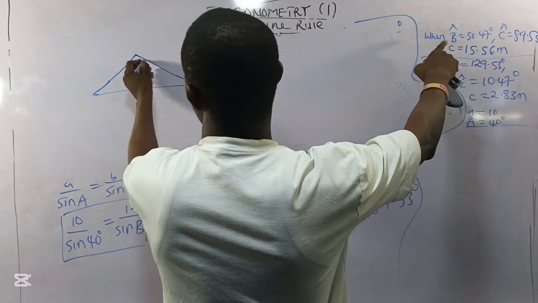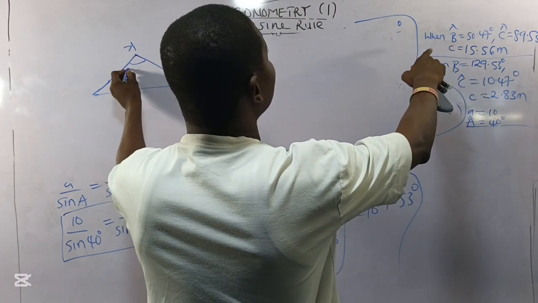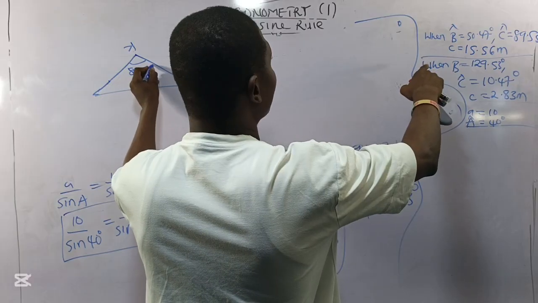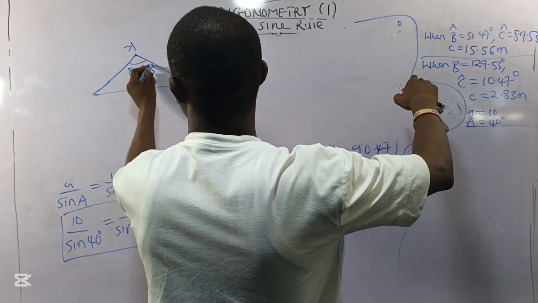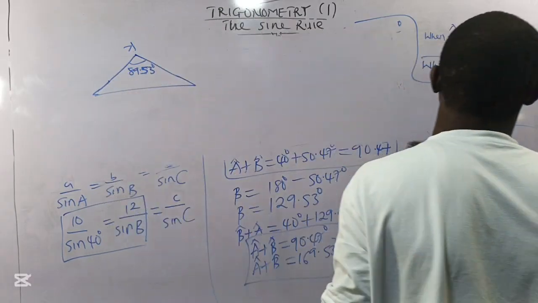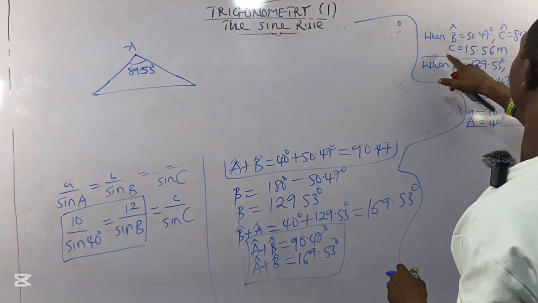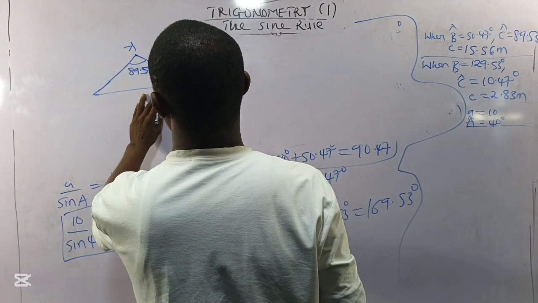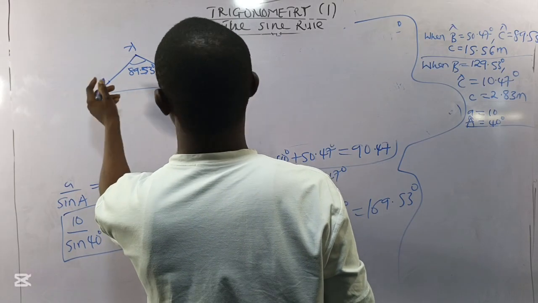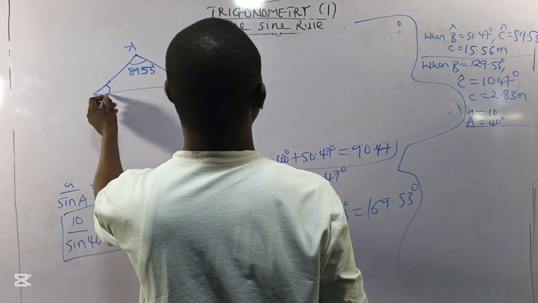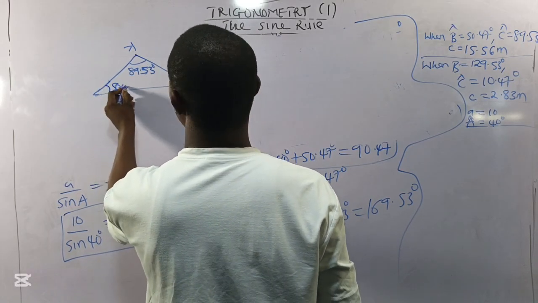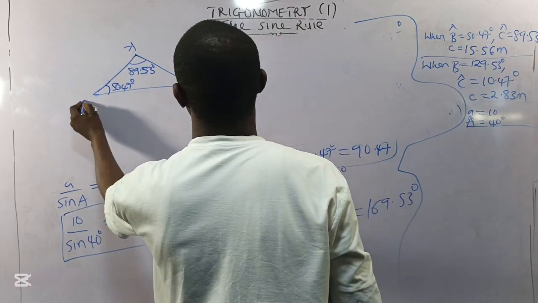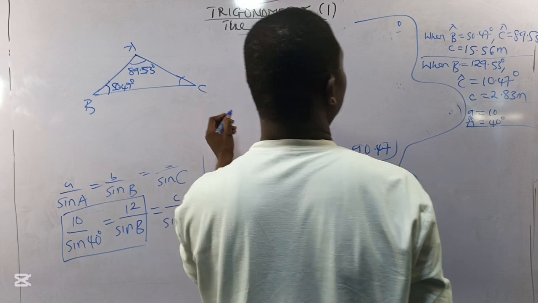So my biggest angle is C. Let me take it here. This is 89.5853 degrees. And angle B, where's my angle B? This is my angle B, which is what? 50.47 degrees.